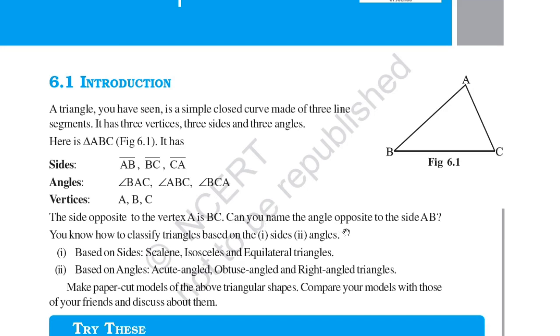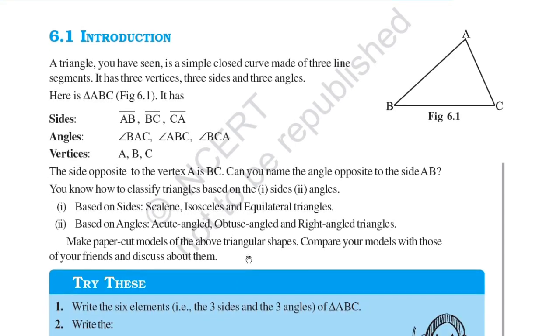Can you name the angle opposite to the side AB? You can see the angle opposite to side AB is angle C. So it is clear. You know how to classify triangles based on sides and angles.